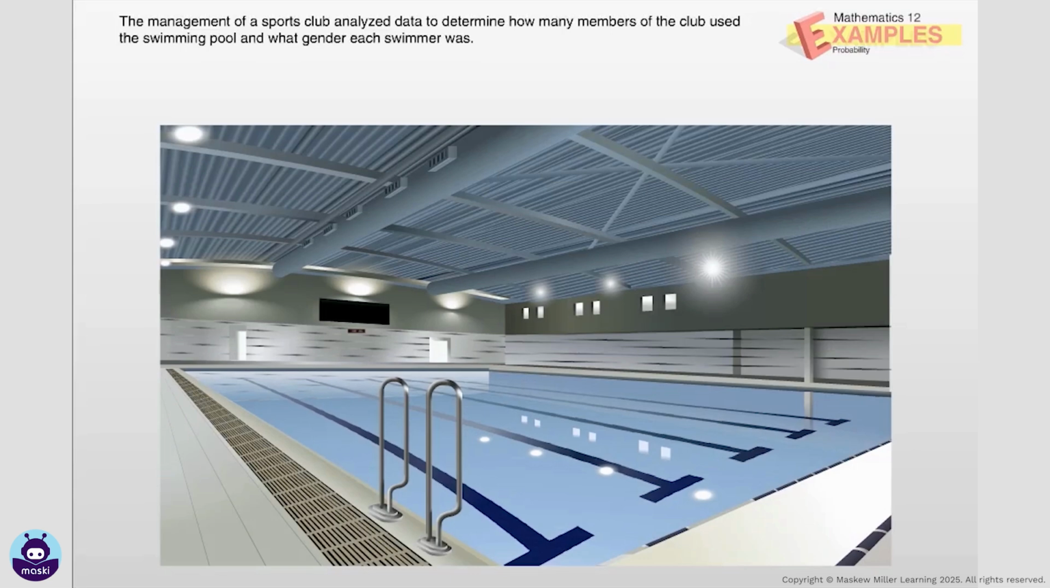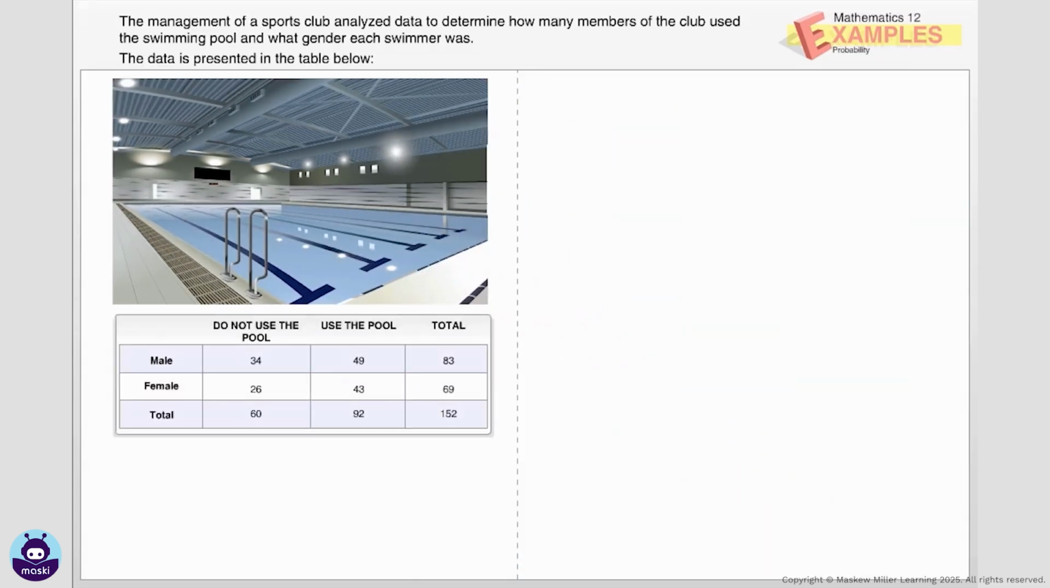Contingency tables. The management of a sports club analyzed data to determine how many members of the club used the swimming pool and what gender each swimmer was. The data is presented in the table below. Determine the probability that a member selected at random is a swimmer, male and does not swim.